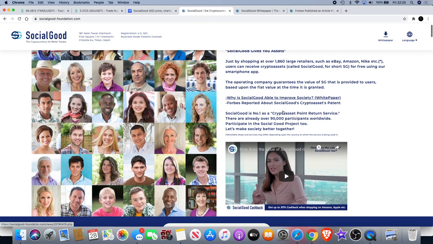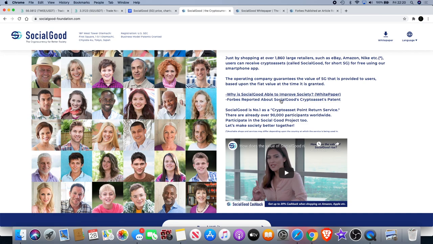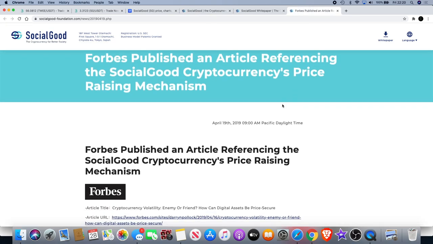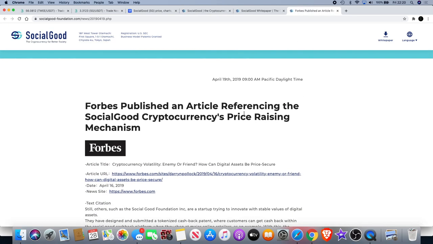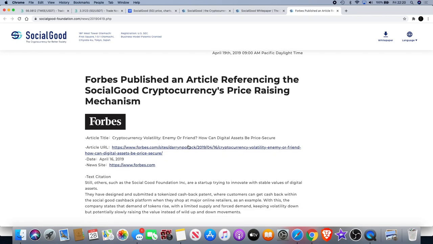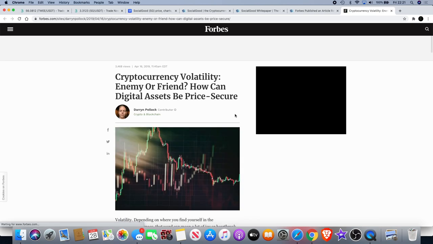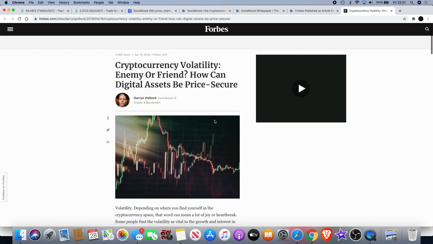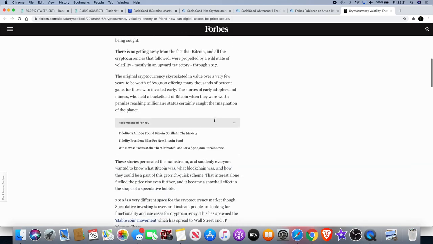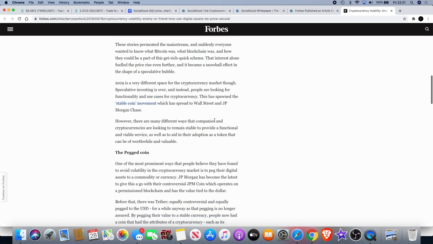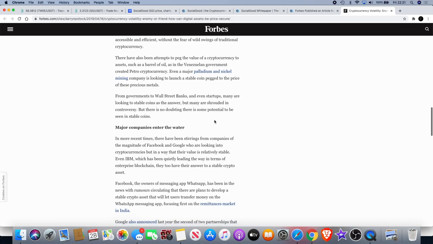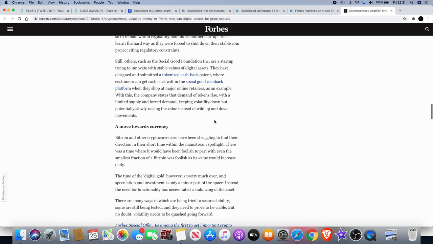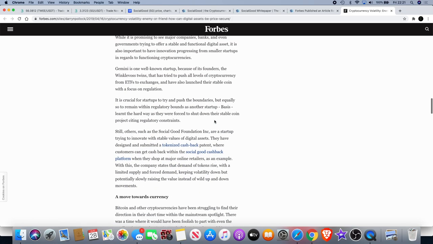It explains in the white paper, which we'll have a look at. And Forbes also reported about Social Good's crypto assets and the price raising mechanism. Here we can see an article from Forbes where they've discussed SG. And you can see that there. All right, let's have a look where we can find SG. Right, so SG, Social Good.